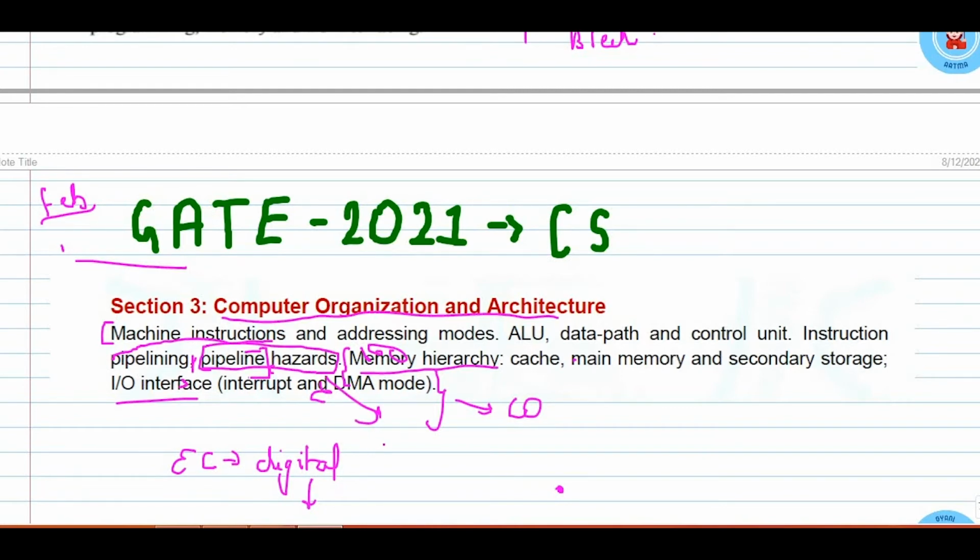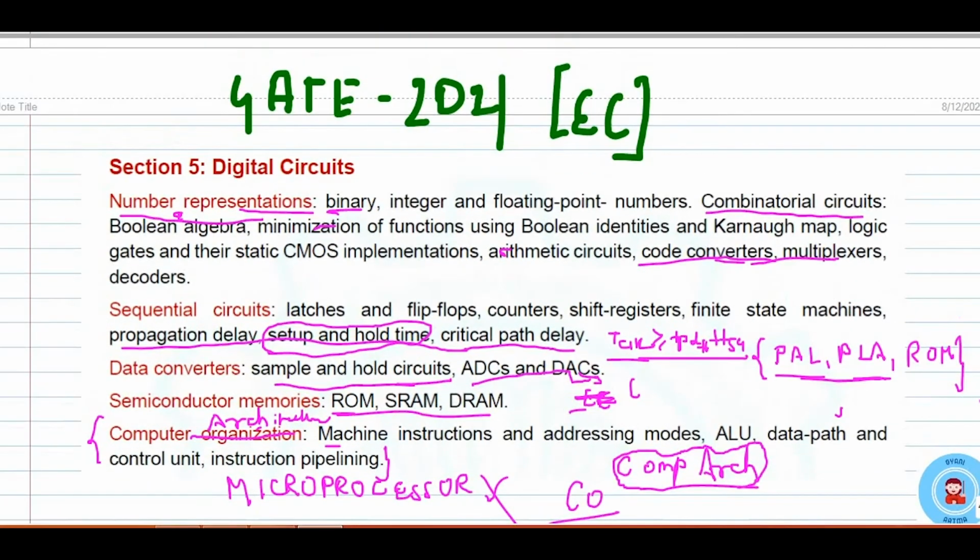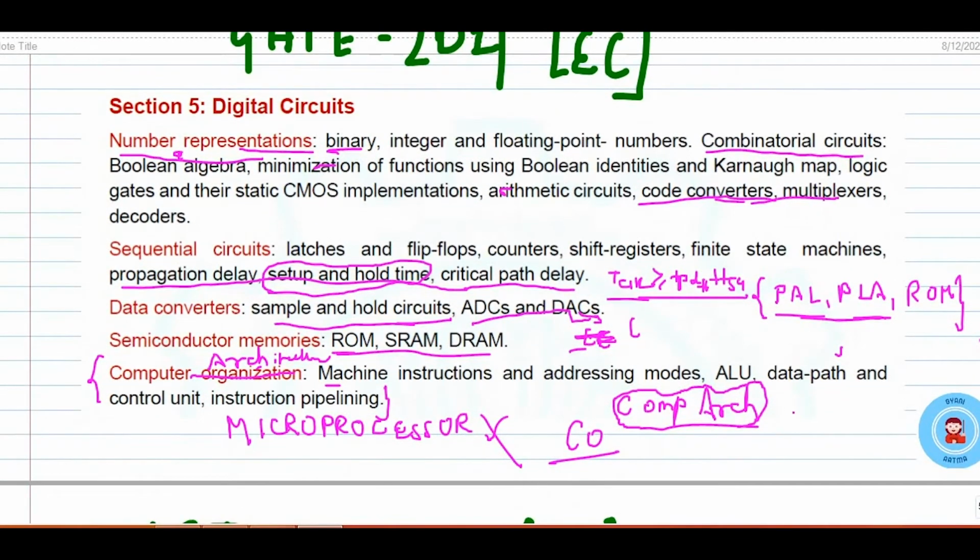If you go in depth to understand what pipelining is, you should understand hazards. I don't know why they have removed this point from the syllabus, but the day they ask a question, you will see it here. So this is computer architecture and not organization. Be very clear about it. And machine instruction and addressing modes, and here, instruction pipelining. So when we study computer architecture for EC also, we should learn what pipelining hazards are also.